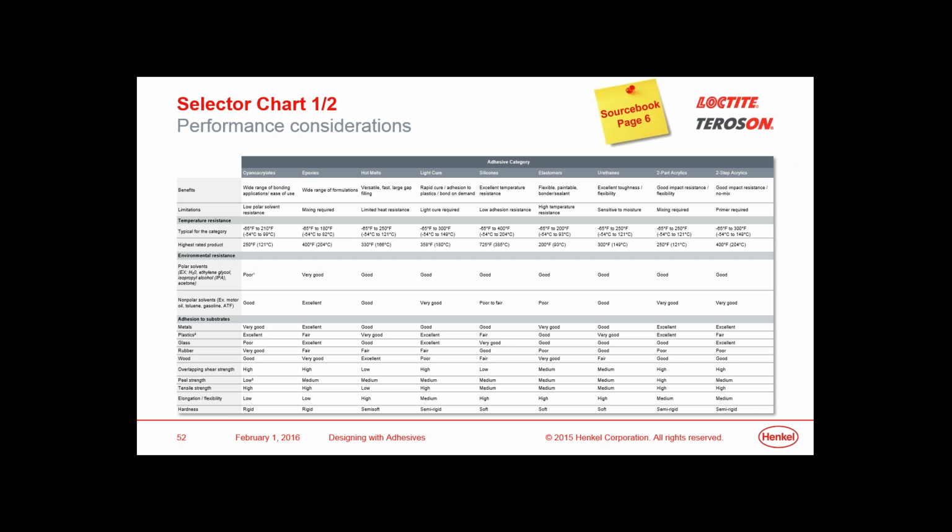On this same chart, you'll see that there's a general rating for the type of adhesion to different substrates, the 5 basic types of substrates being metals, plastics, glass, rubber, and wood. There are, of course, an infinite variety of metals, plastic, glass, rubber, and wood. However, this gives you a general idea of which types of chemistries would be appropriate test candidates for the application at hand.